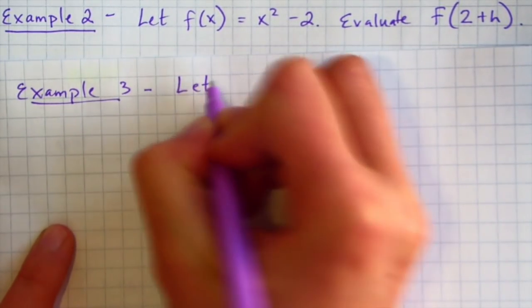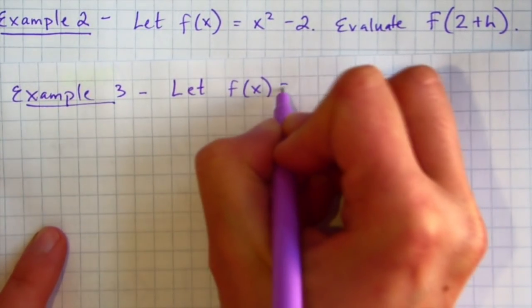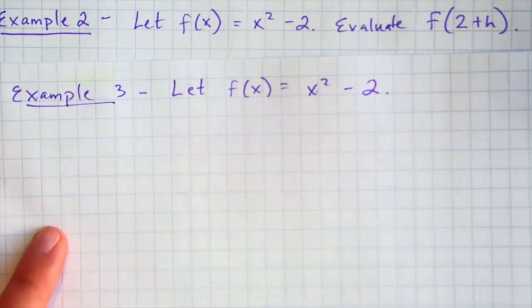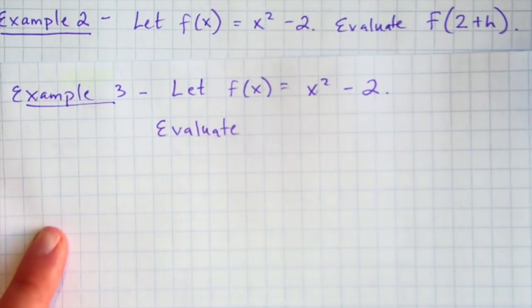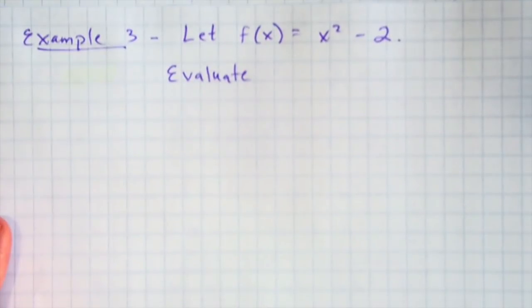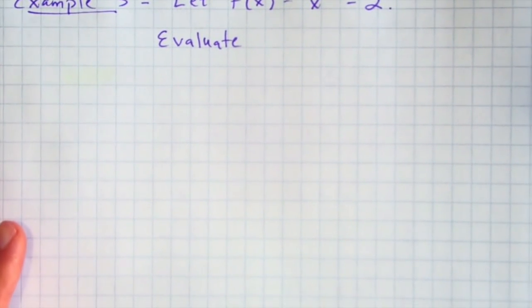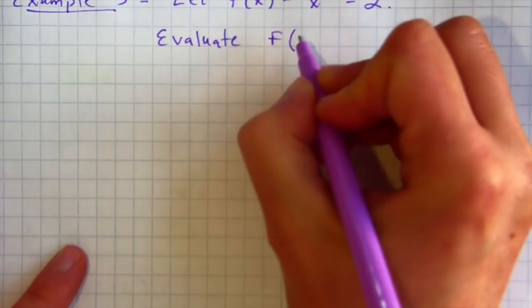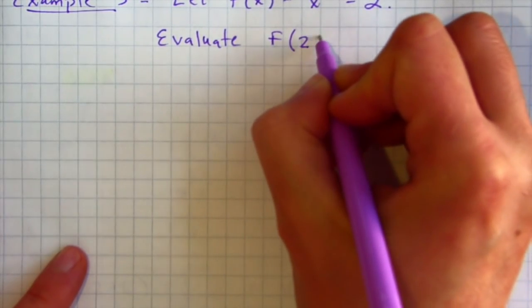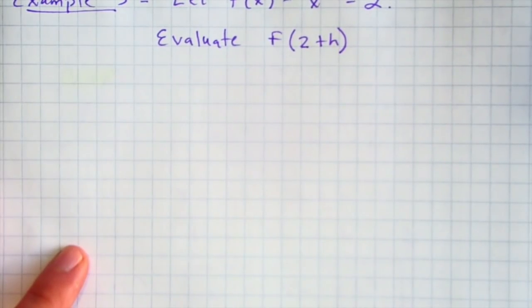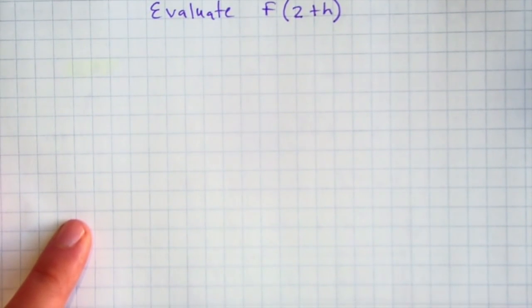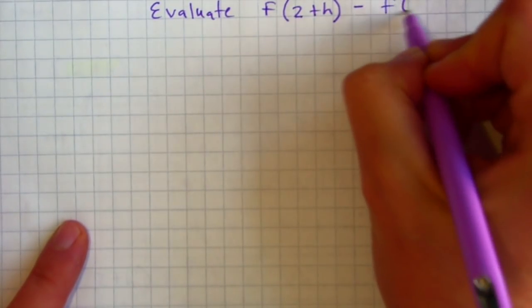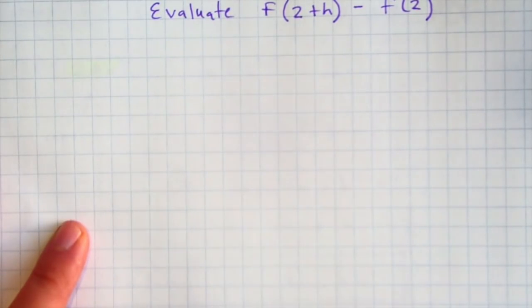So we're going to let f of x equal x squared minus 2. Now we're going to evaluate something a little bit more complicated, so stick with me here. We're going to evaluate f of 2 plus h. That's similar to what we just did. But then we're going to subtract f of 2, and we're going to divide the whole thing by h.